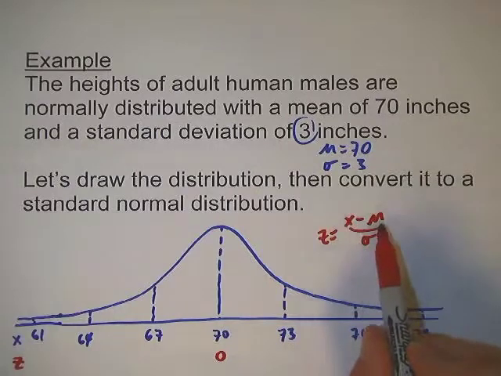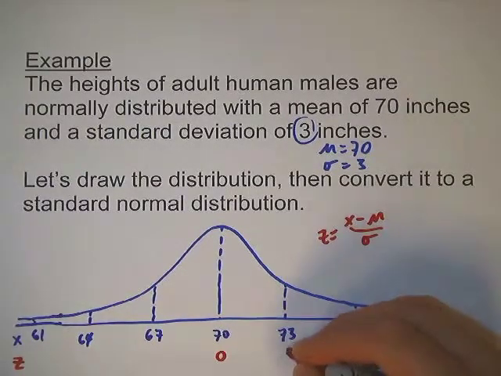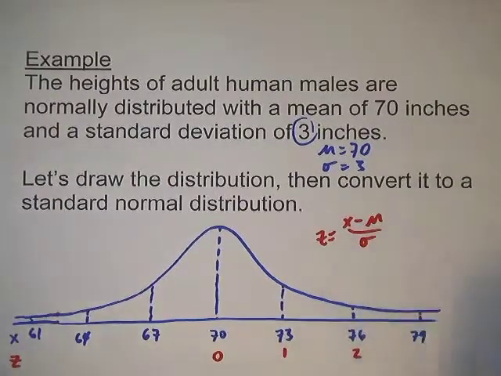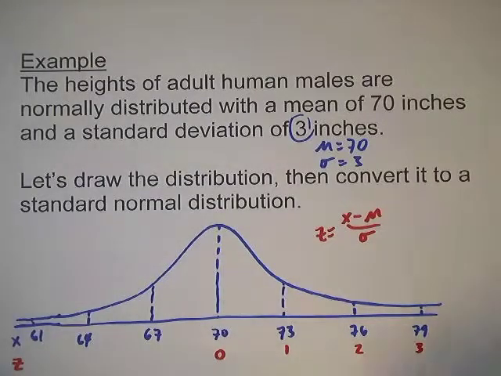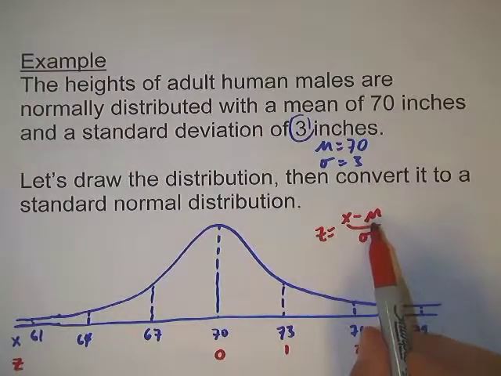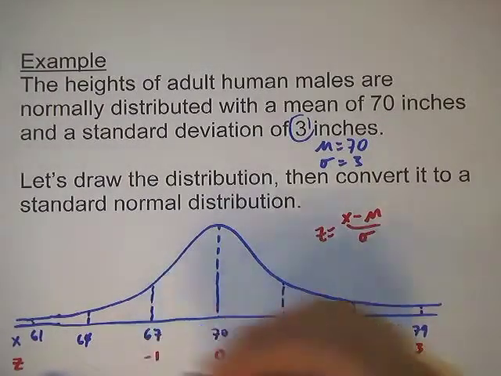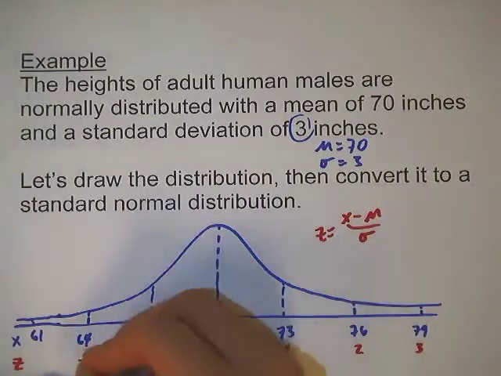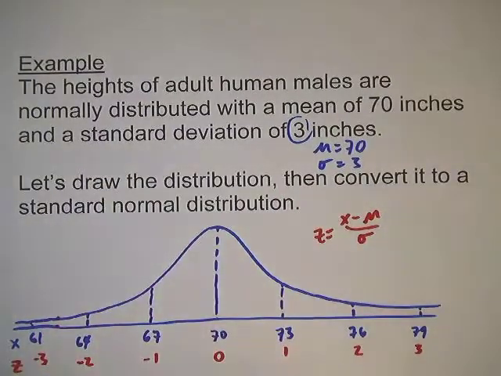For 73, it'd be 73 minus 70, which would be 3, divided by 3 is 1. 76 minus 70 is 6, divided by 3 is 2. And you might guess this would be 3. This should make sense: a z-score basically tells you how many standard deviations you are from the mean, and it's positive if it's above the mean. Now 67 minus 70 is negative 3, divided by 3 is negative 1. 64 minus 70 is negative 6, divided by 3 is negative 2. And this would be negative 3. So what we just did is standardize a normal distribution using z-scores.